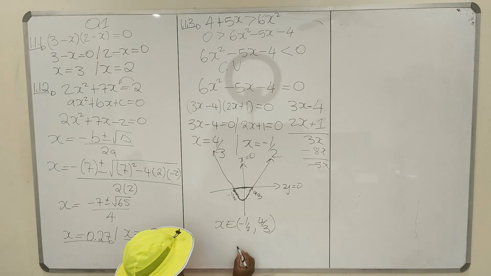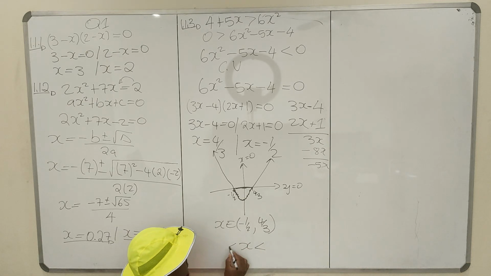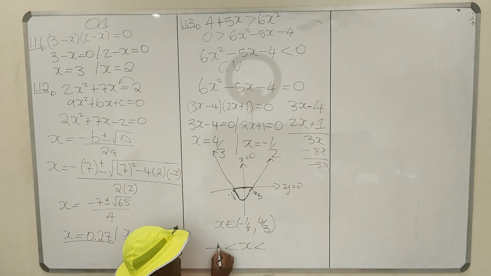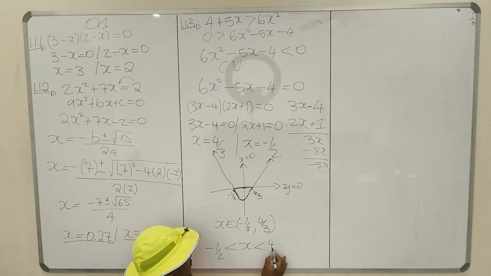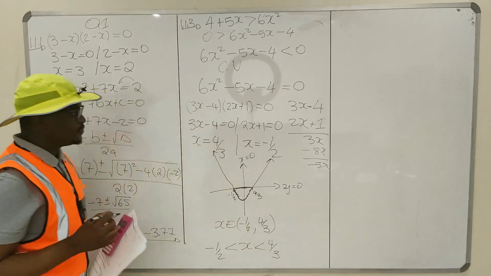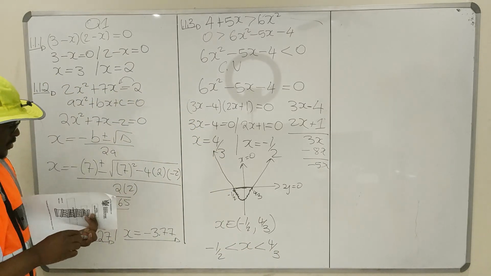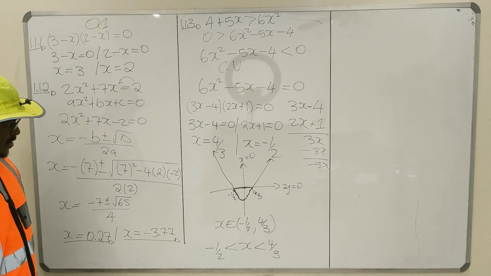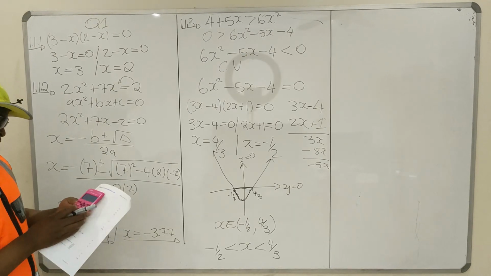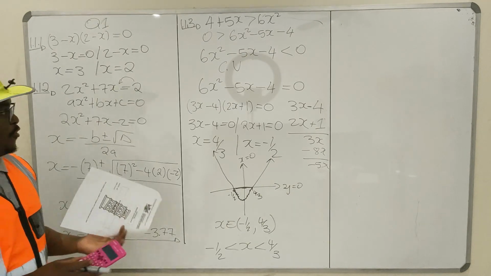Or one will say x is really between minus half and 4 over 3. Looks nice like this. So I think we're done here. Let's go to the next one, which is 1.1.4.